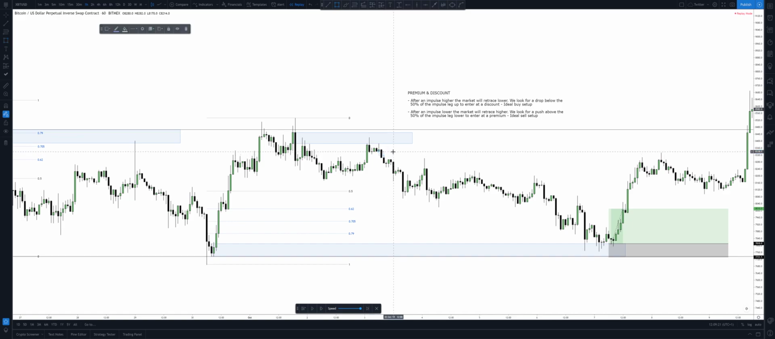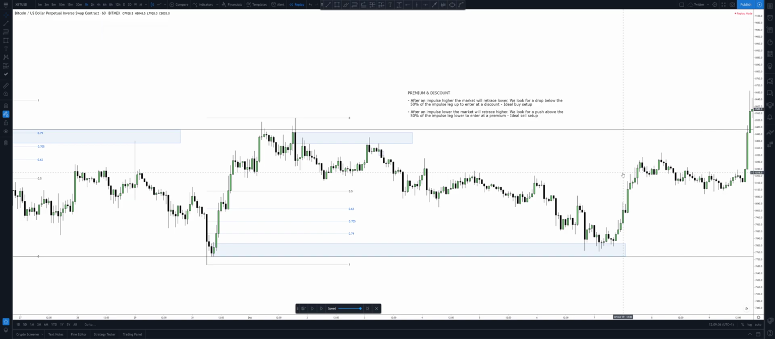well, we got a fair value gap right here, right? So this could be a target. And then we got the liquidity resting above this high, so it can even go up higher. But notice how beautiful everything fits together when you combine them.